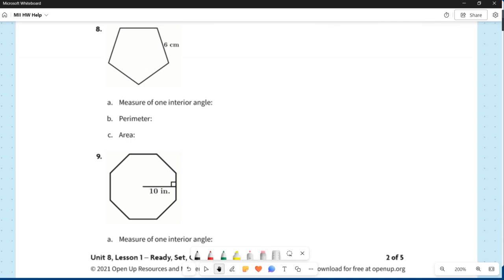Question 8. For question 8, again, we're talking about regular polygons here, and so that means that all of my side lengths are the same, which means every single side length here is 6. That also means that every single angle is congruent. So we have 5 congruent sides, 5 congruent angles.